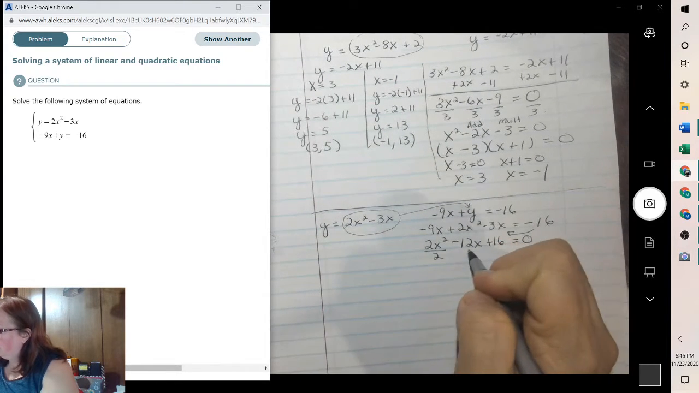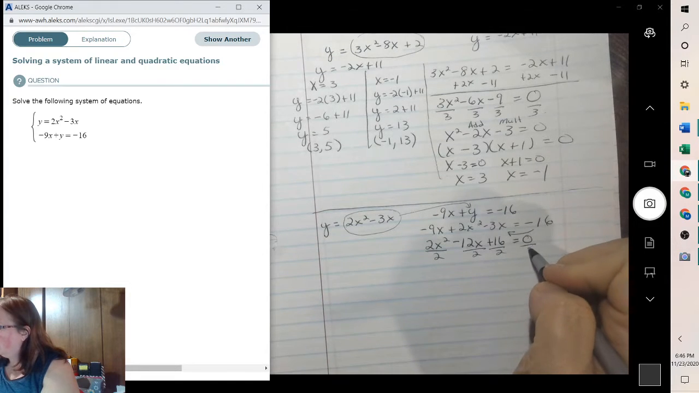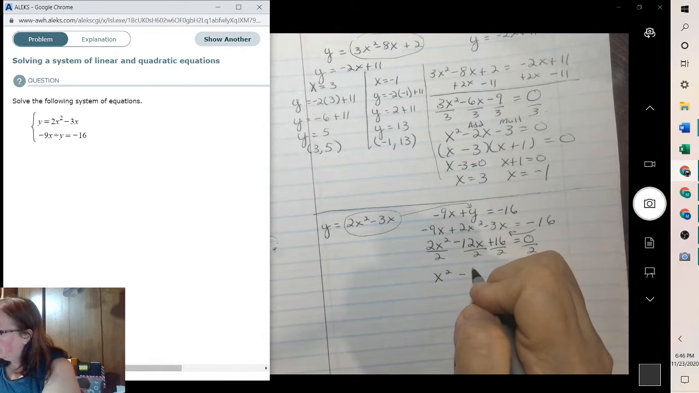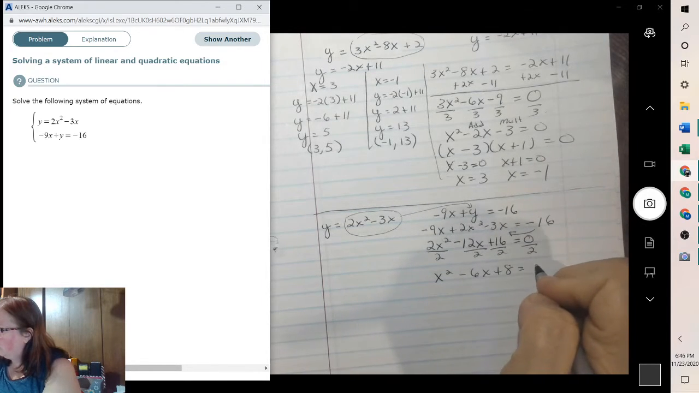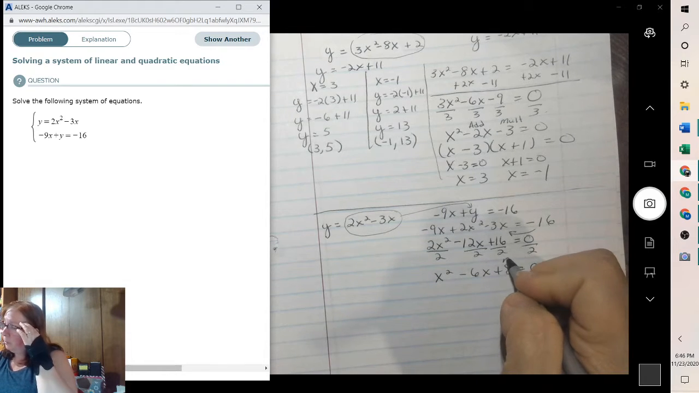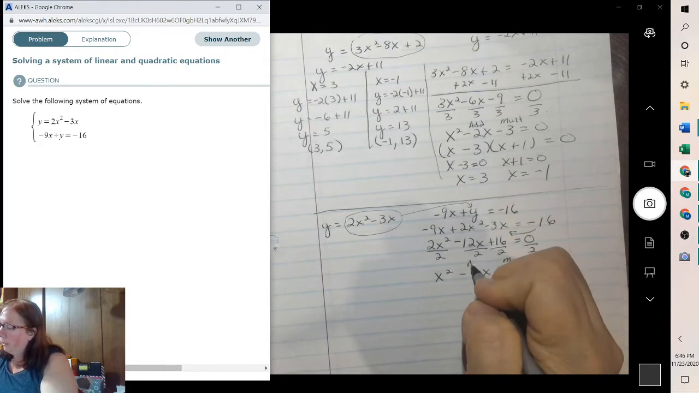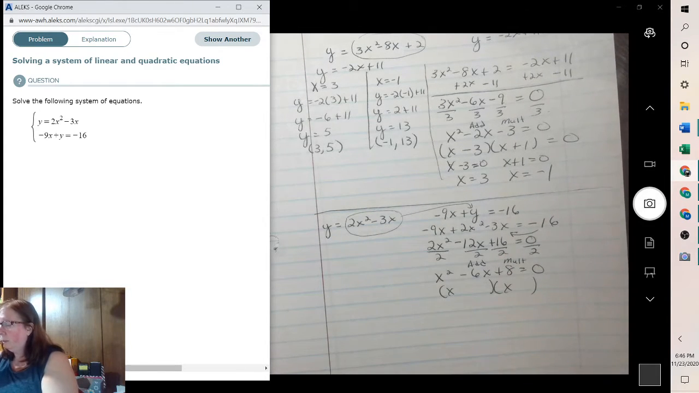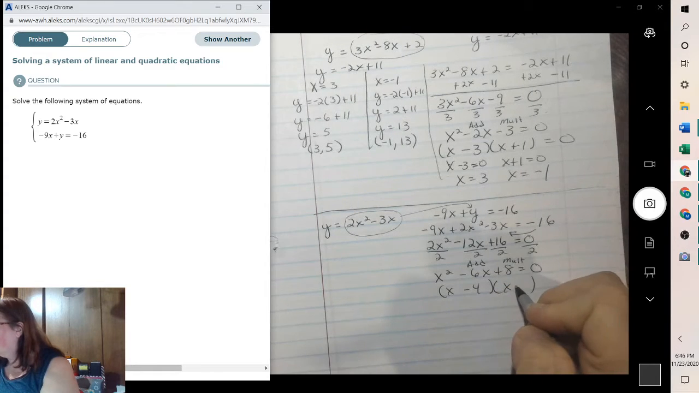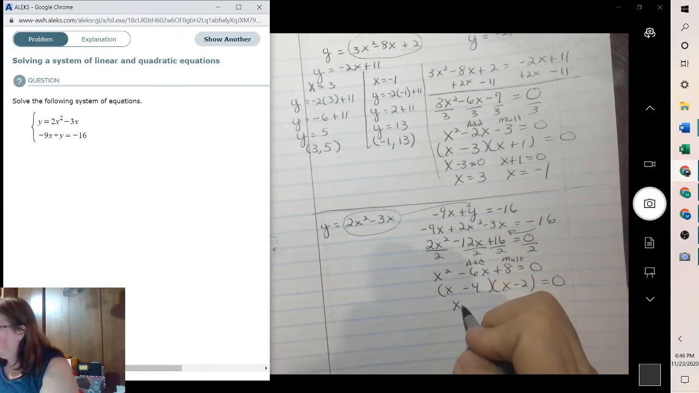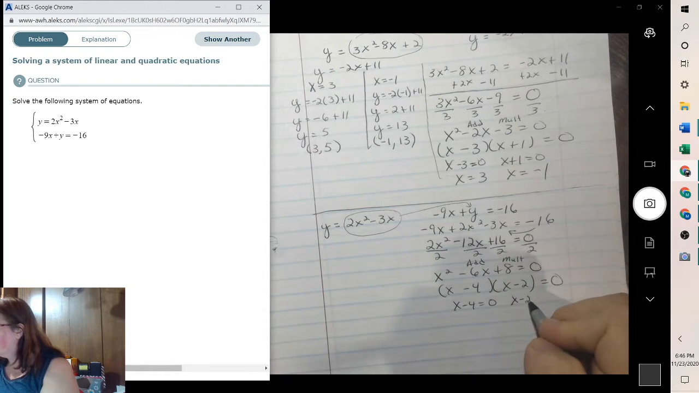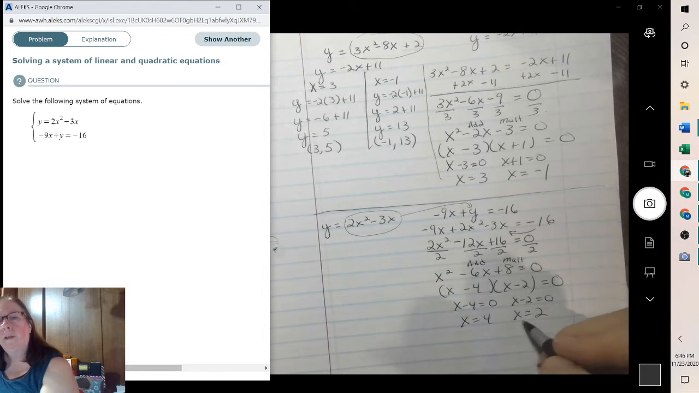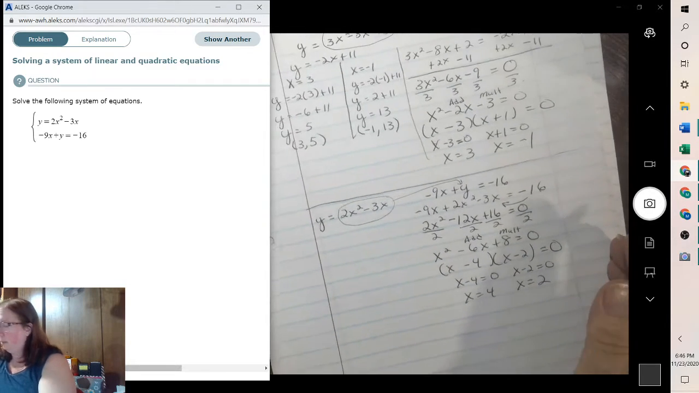This one's nice again. We can divide by 2 to get the leading coefficient to be 1. So we have x squared minus 6x plus 8 equals 0. Two numbers, when we multiply, we get 8. Then when we add, we get negative 6. Negative 4, negative 2. Setting them equal to 0, we get 4 and 2. So those are our x values. We have to plug them back in to get the y.